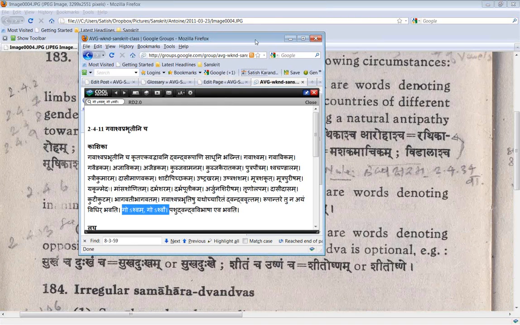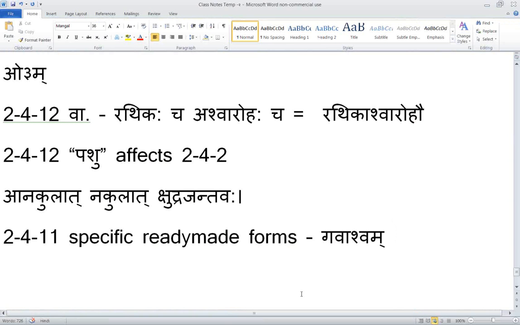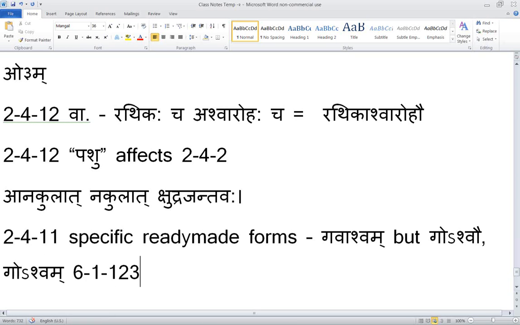Because in any case, any dvandva can actually have two forms, which we talked about in the beginning of the class. But you can have Gavashvam and also Goashvam, as well as Goshvam. And that is by 6.1.123, avang sportayanasya. This becomes this optional form. And when we get the optional form, then we don't have to use 2.4.11. We can get two forms.